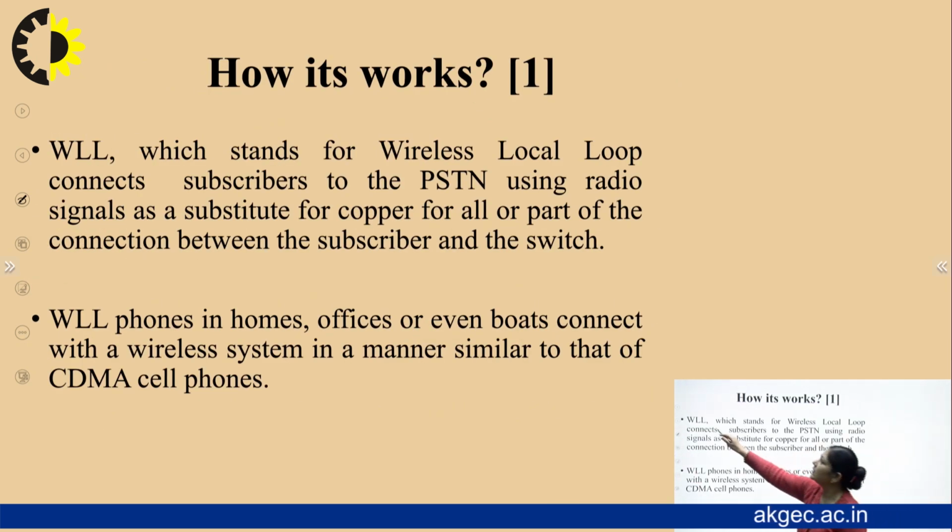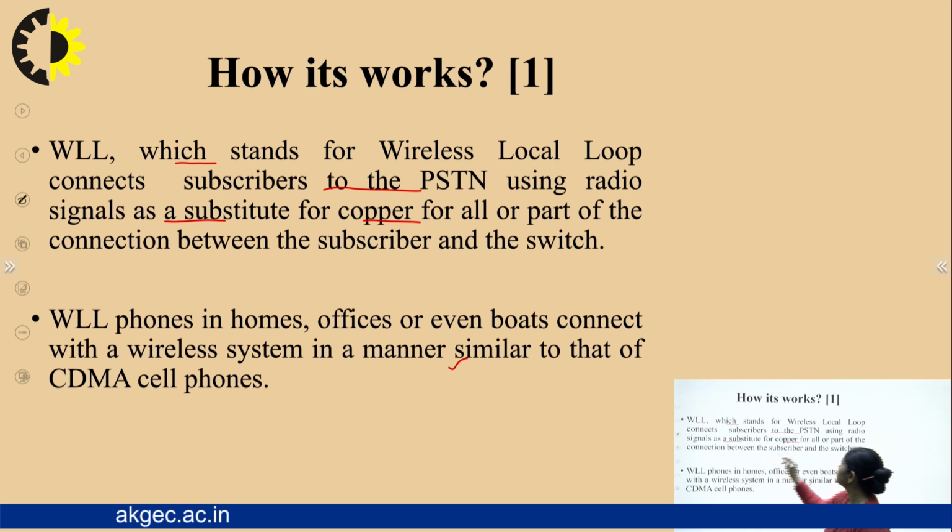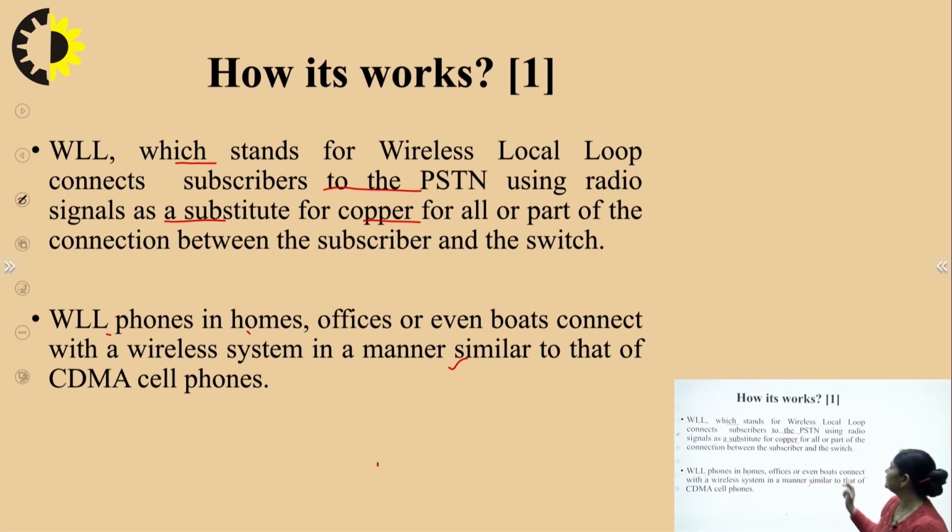How does it work? WLL, which stands for wireless local loop, connects subscribers to the PSTN using radio signals as a substitute for copper cable. We have seen in the earlier slides also that rather than copper cable, here we have a wireless link for all or part of the connection between the subscriber and the switch. WLL in homes, offices or even boats connects with a wireless system in a manner similar to that of CDMA cell phones. So you can compare the system of WLL to that of CDMA.